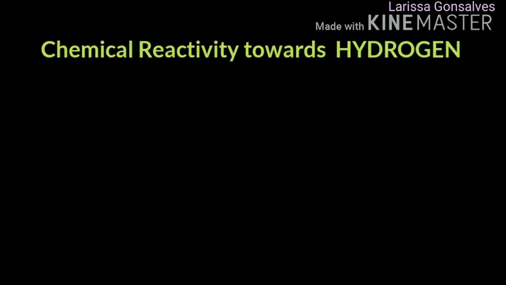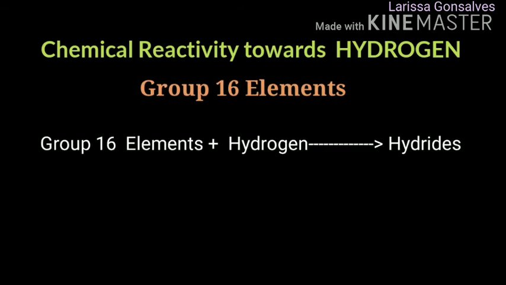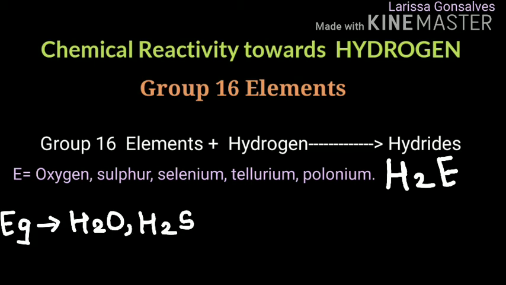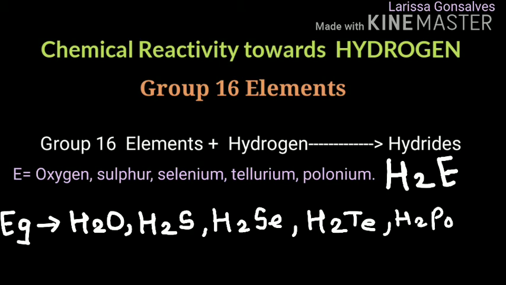The elements of group 16 react with hydrogen to form hydrides of the type H2E, where E stands for elements like oxygen, sulfur, selenium, tellurium and polonium. Some examples of hydrides of group 16 elements are H2O, that is water, H2S, that is hydrogen sulfide, H2Se, that is hydrogen selenide, H2Te, that is hydrogen telluride, H2Po, that is polonium hydride.